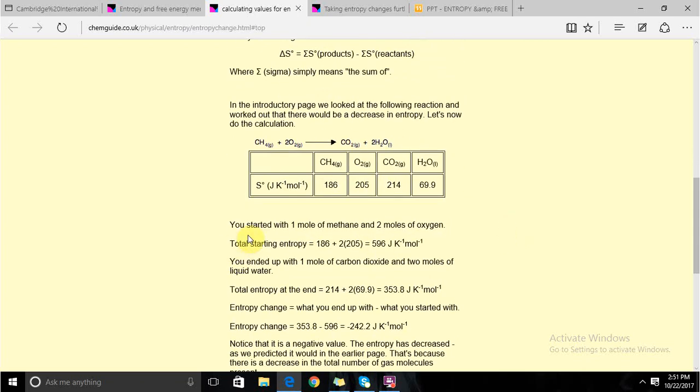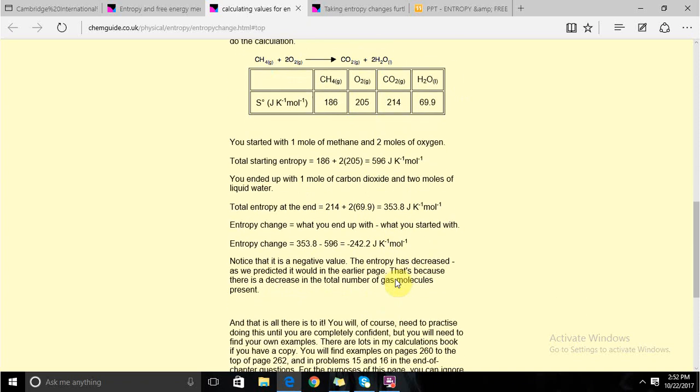1 mole of methane and 2 moles of oxygen. So basically stoichiometry, remember you'll have to multiply the value of the entropy of O2 by 2, and 1 mole of CO2 and therefore just 214, and 2 moles of H2O so you have to multiply 69.9 by 2, and from 596 you have to subtract 353.8, which is the product entropy; you'd have to subtract the reactant entropy, and you get an overall negative value. Now this is a negative value, entropy has fallen. And why is that? Because there is a decrease in the total number of gaseous molecules present.